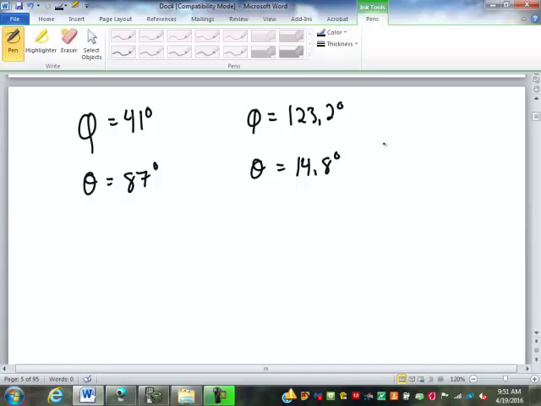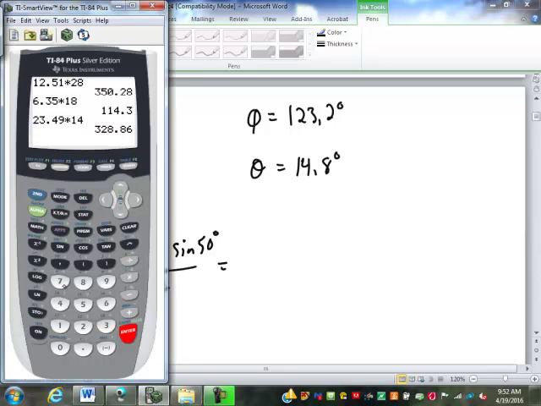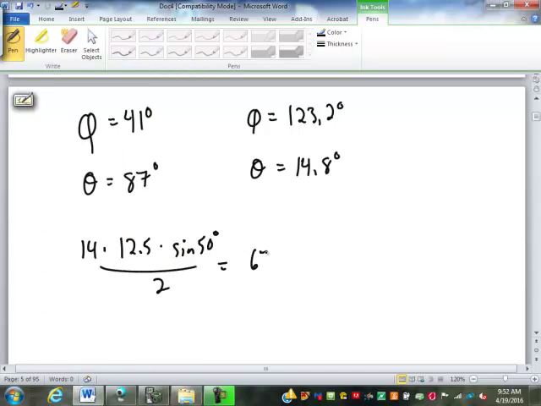Area, you'll notice it asked for the area in acres. I mean, you could have done A times B times sine C over 2 to get square feet. Which angle did you use to find area? Let's do the 50-degree angle. So I'll do 14 times y, 12.5 feet, times sine of 50 degrees, over 2. Gives us an area of 67.03 square feet, but it asks for it in acres.